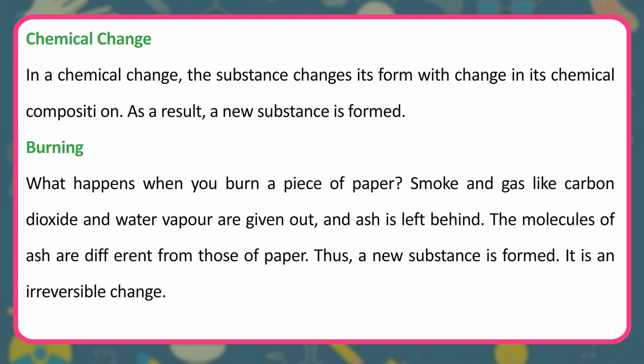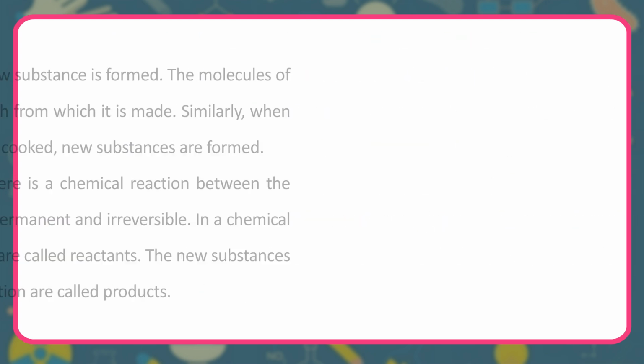Chemical change. In a chemical change, the substance changes its form with change in its chemical composition. As a result, a new substance is formed. Burning. What happens when you burn a piece of paper? Smoke and gas like carbon dioxide and water vapor are given out, and ashes left behind. The molecules of ash are different from those of paper. Thus, a new substance is formed. It is an irreversible change.